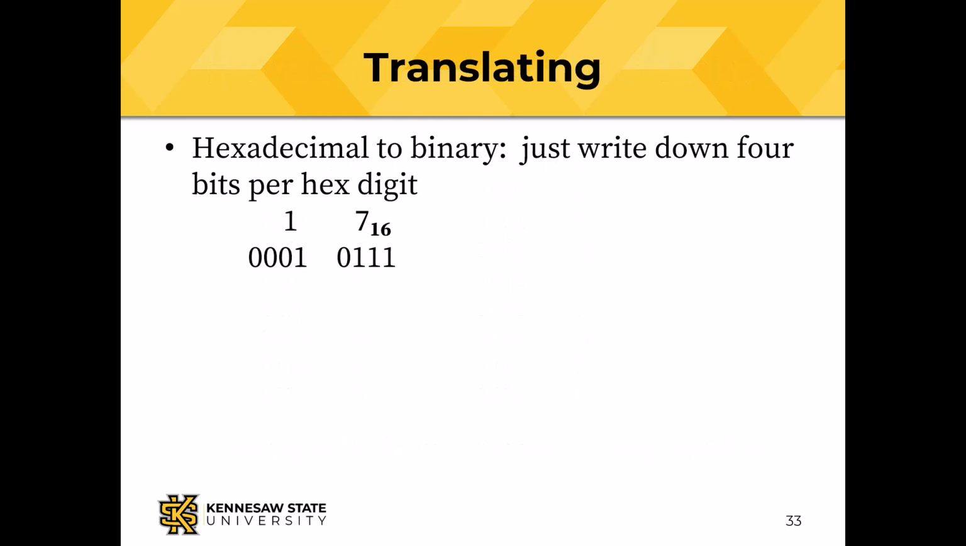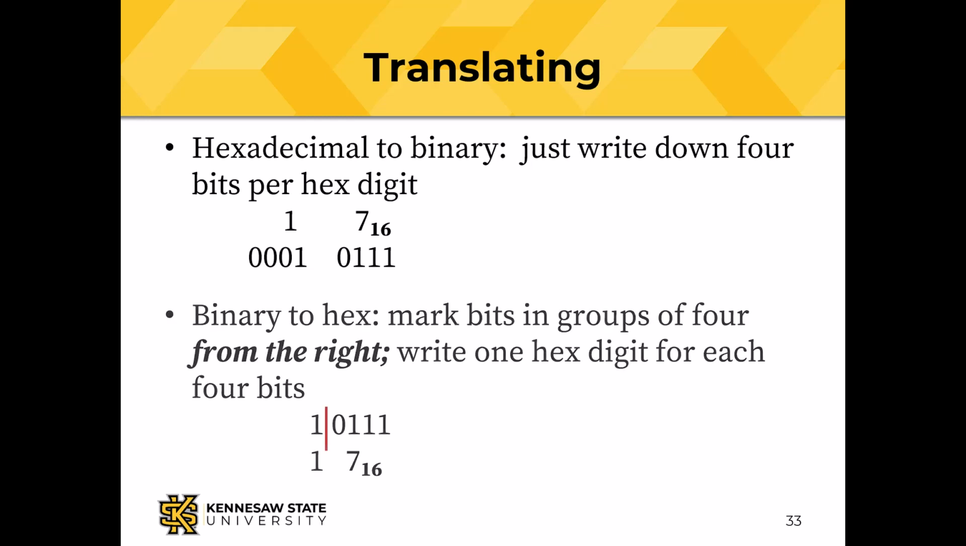Translating hexadecimal to binary, I just write down 4 bits, 4 binary digits per hexadecimal digit. So if I have a hex 17, I can write 0001 for that 1, and 0111, the binary 7, for that 7. To go from binary to hex, on my binary number, mark the bits in groups of 4 starting from the right, and write 1 hex digit for each group of 4 bits.